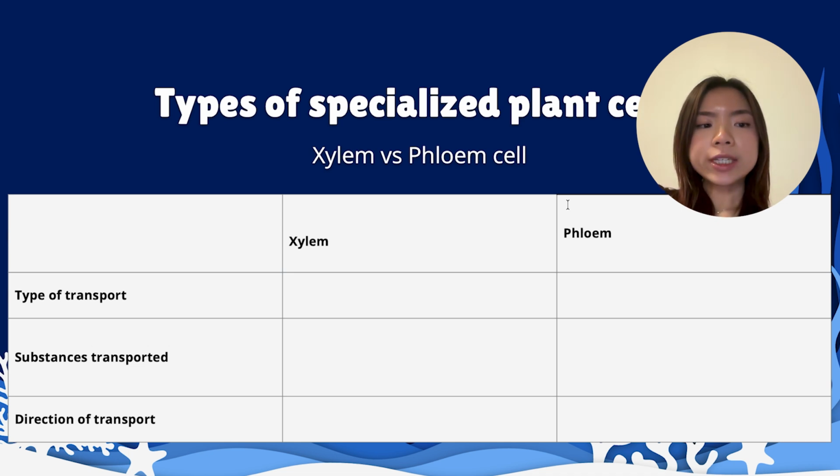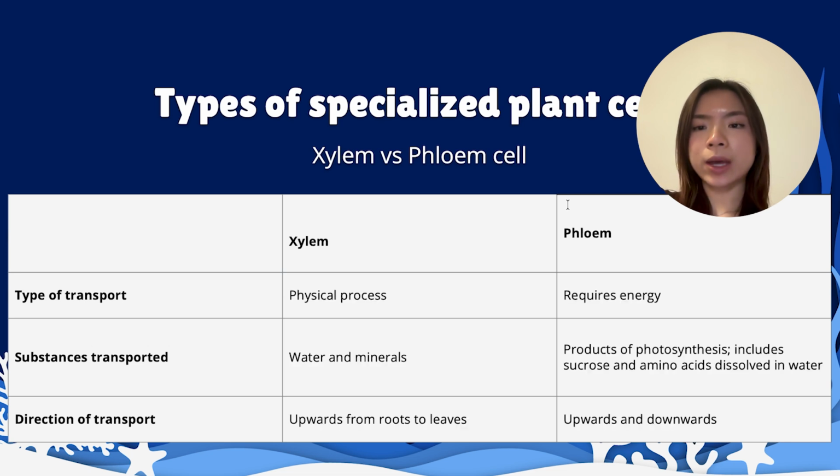So now try to fill in the blank here that shows the comparison between the xylem and the phloem. And we'll go through the answers now. So firstly, xylem, the transport is a physical process, so it does not require energy, whereas in the phloem, it does require energy. So that's why phloem cells have lots of mitochondria in the companion cells.